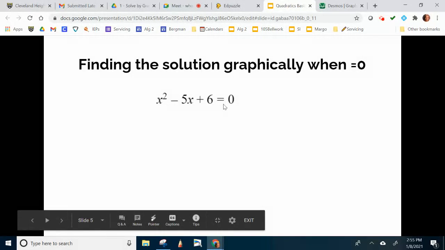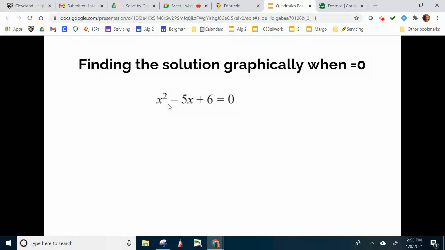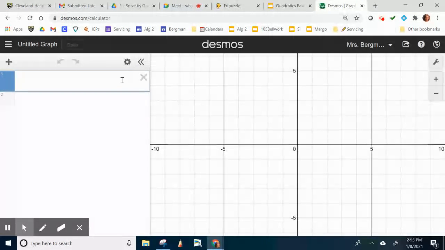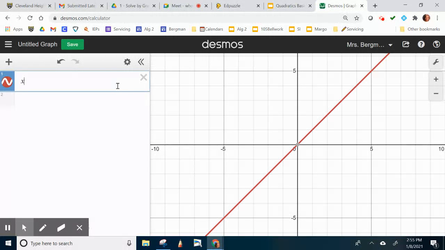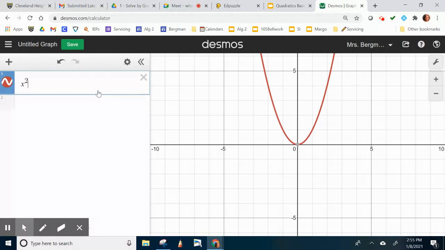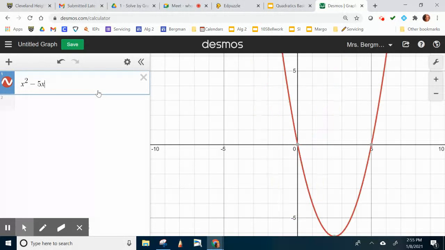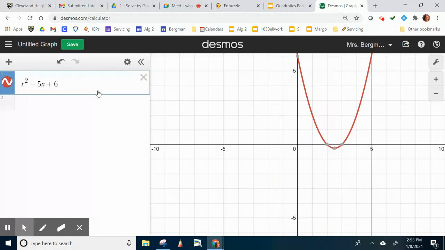So in order to solve this, we're going to open up Desmos and we're going to put the equation in. We do not need to put the equal 0 in. In fact, it won't work. So we're just putting this expression in. I'm going to go to Desmos and type in x squared minus 5x plus 6. So again, notice I do not have the equal 0.